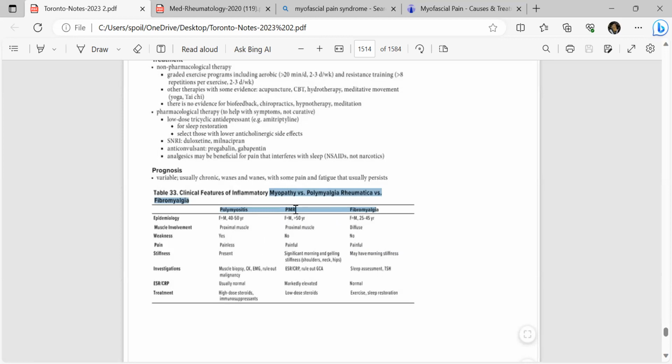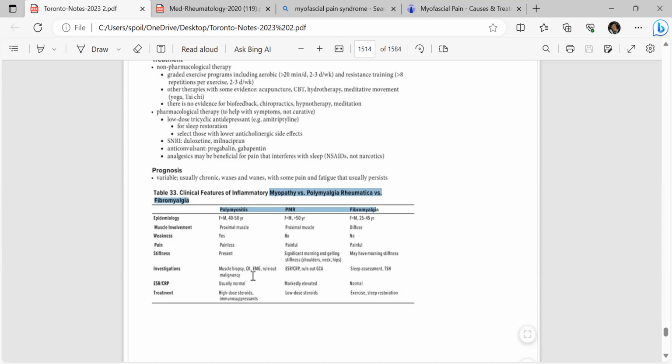In fibromyalgia there is no true weakness, as we just read. Weakness will be there in polymyositis, and pain and stiffness will be there. Polymyositis will be painless, PMR painful, and again fibromyalgia will be painful. Stiffness is present: morning stiffness will be there, and shoulder involvement may have morning stiffness.